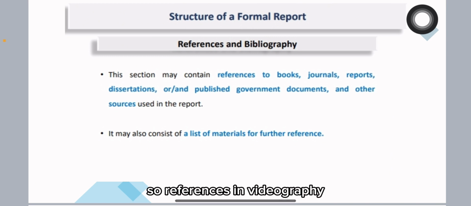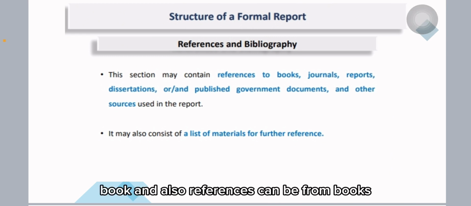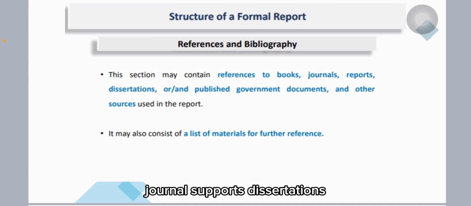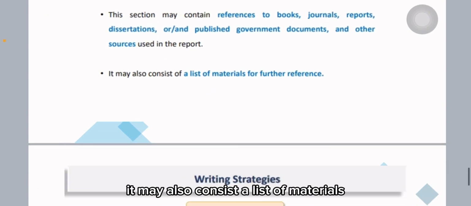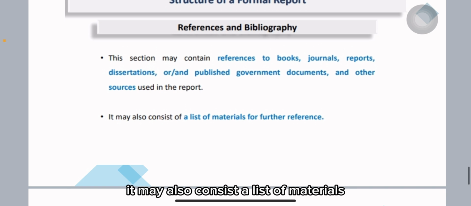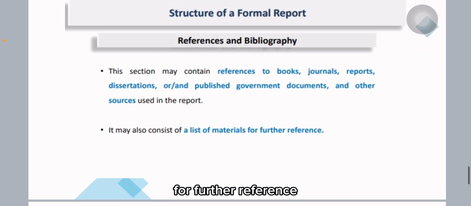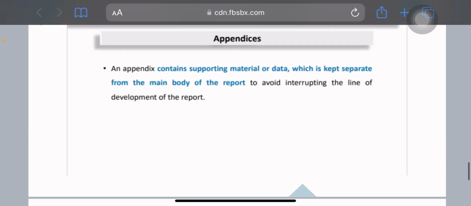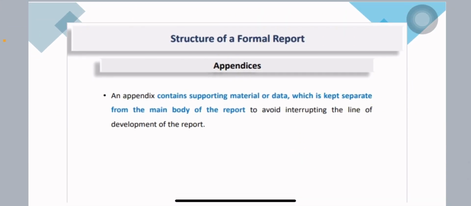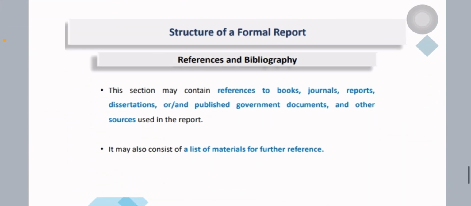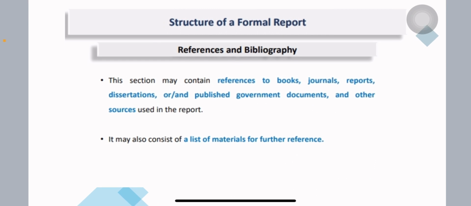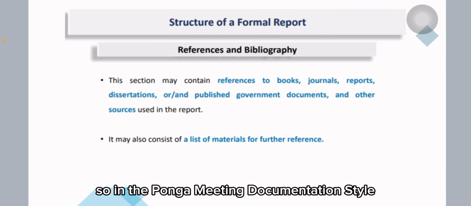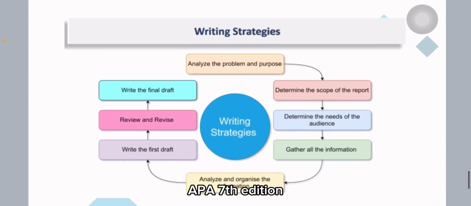Sa references and bibliography po, so references can be from books, journals, reports, dissertations, published government documents, and other sources. So it may also consist of a list of materials for further reference. So yung sinasabi ko po kanina for references, si appendices hindi na po natin to lalagyan. Si references lang yung mahalaga. So ano pong gagamiting documentation style? APA 7th edition.